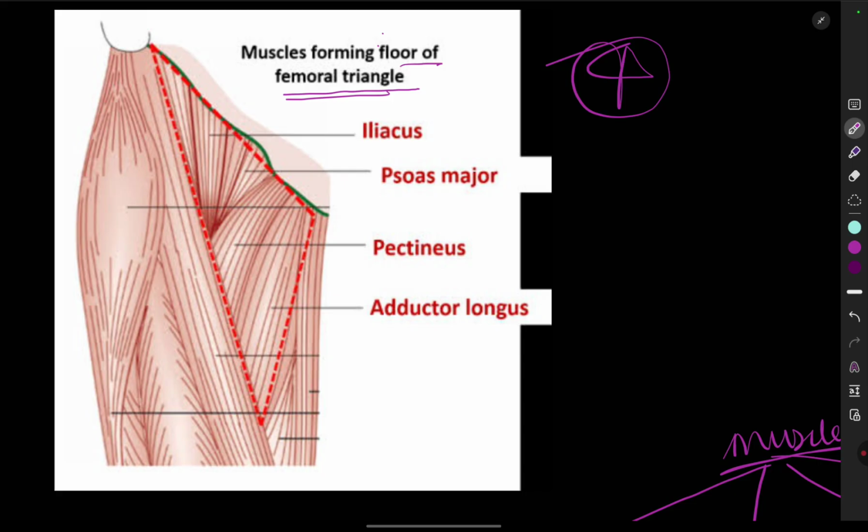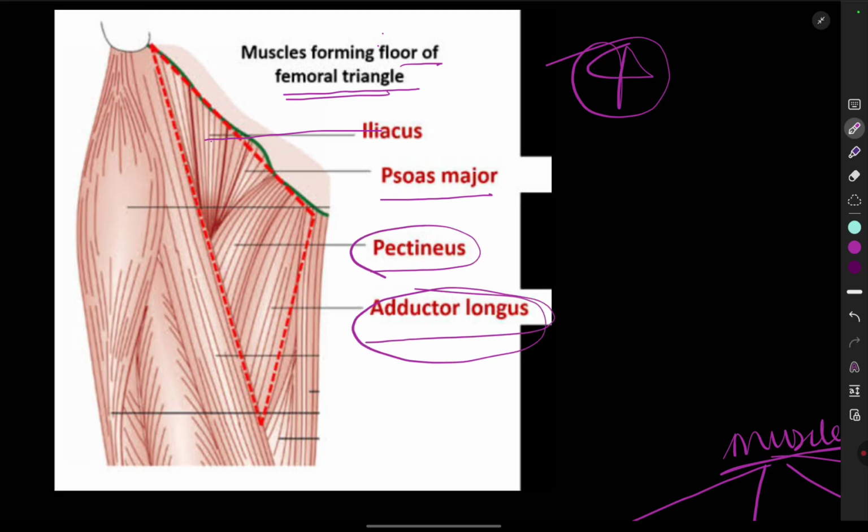To the lateral most we have the iliacus, then the psoas major, then the pectineus, and then the adductor longus, which attaches to the medial border of the triangle. And for the lateral border we have the sartorius. For this we have the inguinal ligament, and this is the point where both the muscles cross each other.